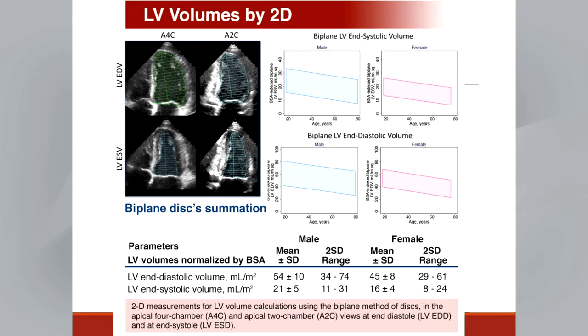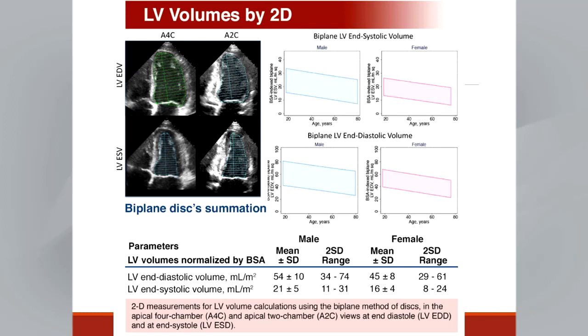And here we see again the left ventricular volumes by two-dimensional echo. On one axis, you can see age. On the other axis, you see the left ventricular end systolic or end diastolic volume, already taking into account body surface area. You can see that these volumes are different between genders, and that there is a slight decrease in the volume as we age.